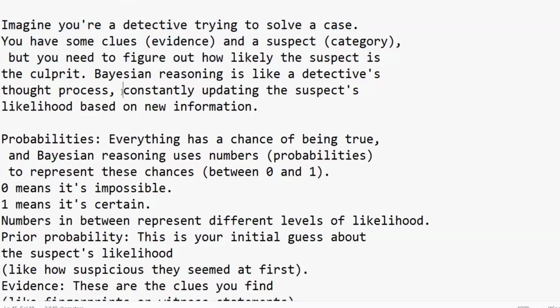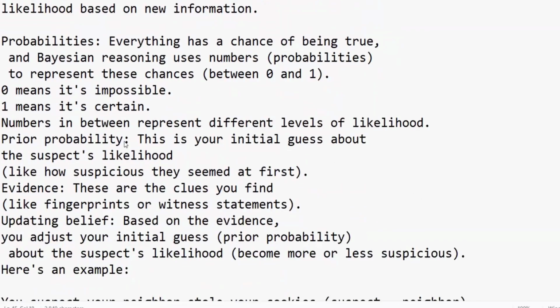Okay. The probabilities are also like that. So zero means it's impossible, one means it's certain. So numbers between, the different likelihoods. Prior: this is the initial guess. What is the prior probability? This is the initial guess about a suspect's likelihood. Means what? We are guessing the first probability.